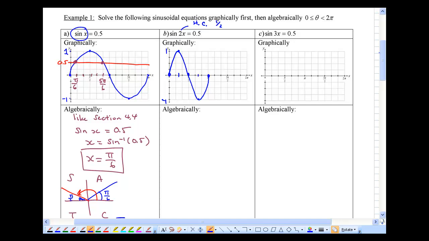Okay, and because this question said solve over the interval 0 to 2 pi, I guess I have to repeat myself.